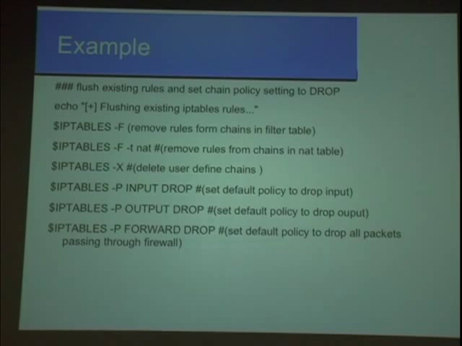Okay, so dash F. We're going to remove all the rules from the chain in the filter table. Then dash F the NAT table. We're going to remove all the rules. So the first thing we do is just get rid of whatever was in there. When I run the script, I want it to purge everything, and then we're going to reload everything. Then dash X is just going to delete any user chains or any additional stuff we might have put in there.